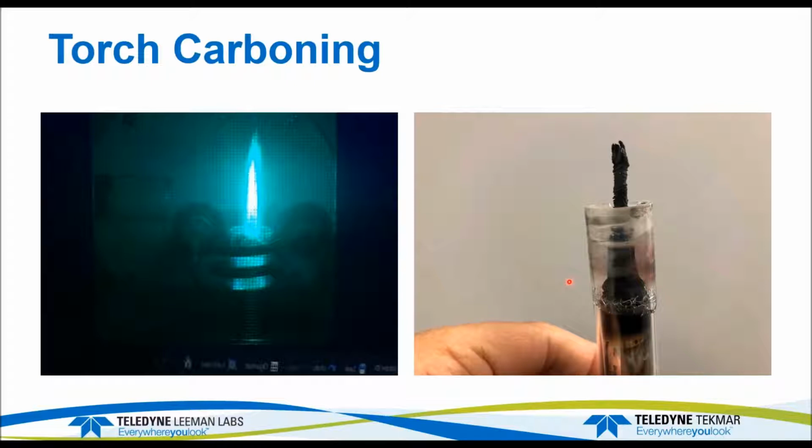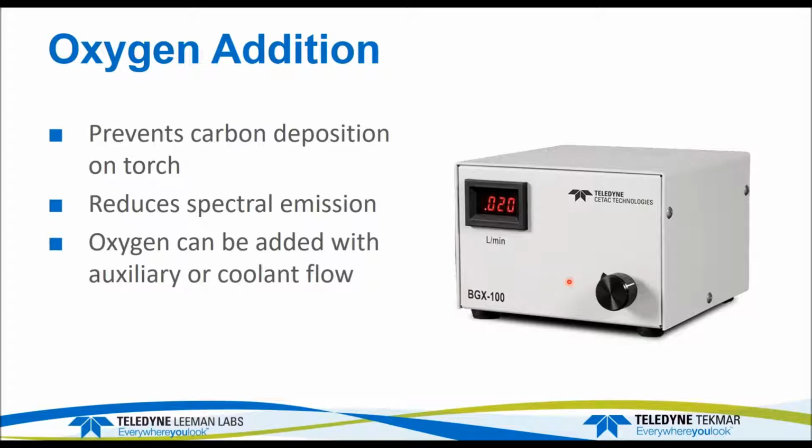If you do have carboning problems, one thing you can do is add oxygen to the plasma, and that will prevent carbon deposition. It also reduces spectral emission peaks that you see in the 300 nanometer range. The oxygen can be added via the auxiliary or the coolant flow. There's a CTAC product, the VGX 100, or you need a good quality flow meter, and you can hook up oxygen and tee it into your auxiliary. You only need mils per minute, 10 to 20 mils per minute, and that will pretty much eliminate your carboning problems.